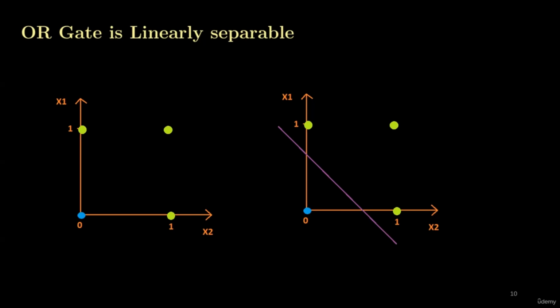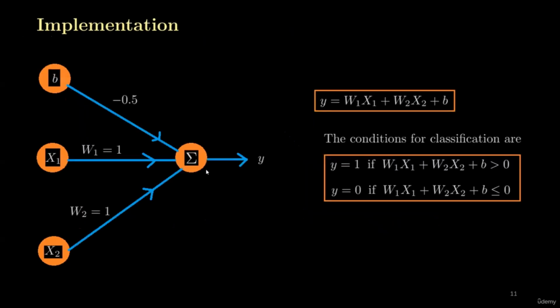Now let's see how we can implement this with the help of a simple perceptron. So this is our perceptron. This is our simple neural network and we are going to implement the OR gate. Now if we compare this with the neural network which we used for the implementation of AND gate, there is only one difference and that difference is the value of the bias. When we used a neural network to perform AND gate implementation, the value of bias was -1. Here we are using the value of bias equal to -0.5.